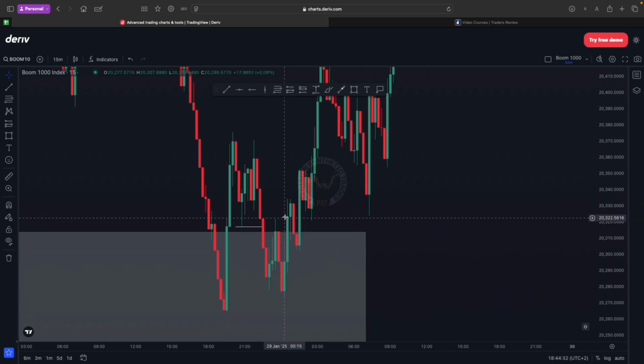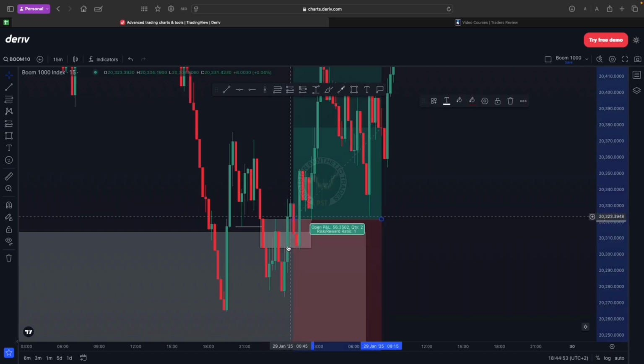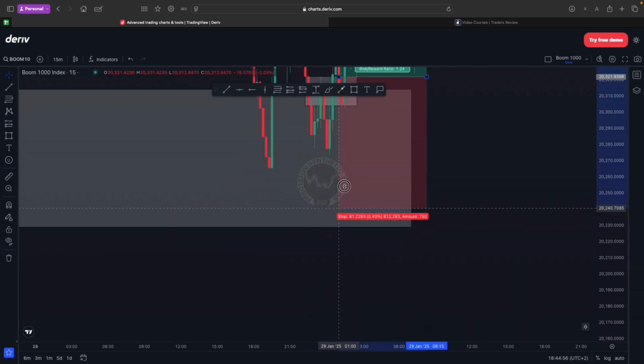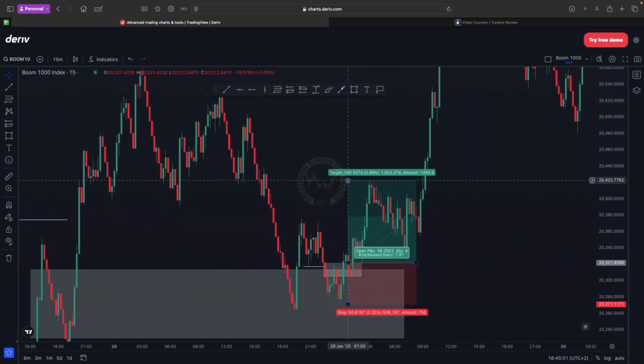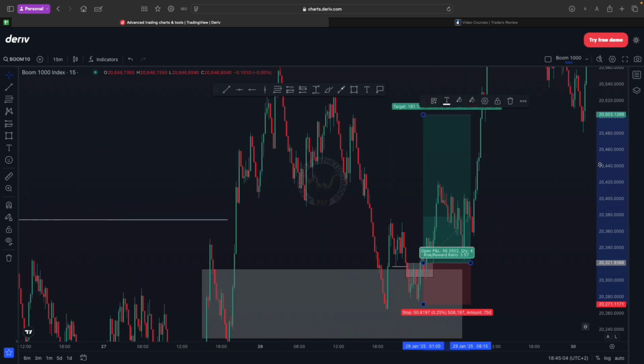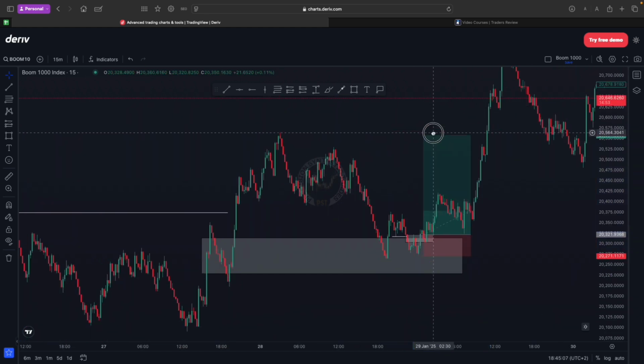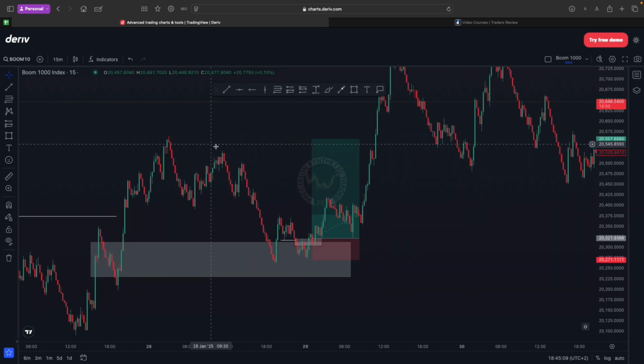We got a reaction. Did we leave a fair value gap in the opposite direction after we took out the liquidity? Yes, we did. There's your fair value gap. Price broke through, closed above that. Enter there. You can put your stops below the low. And you can target your next level of liquidity. That will be this high right over here.